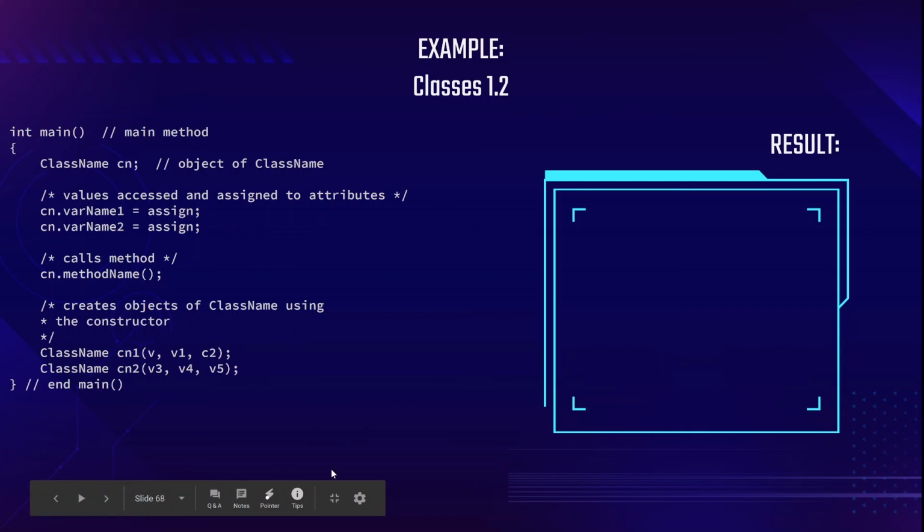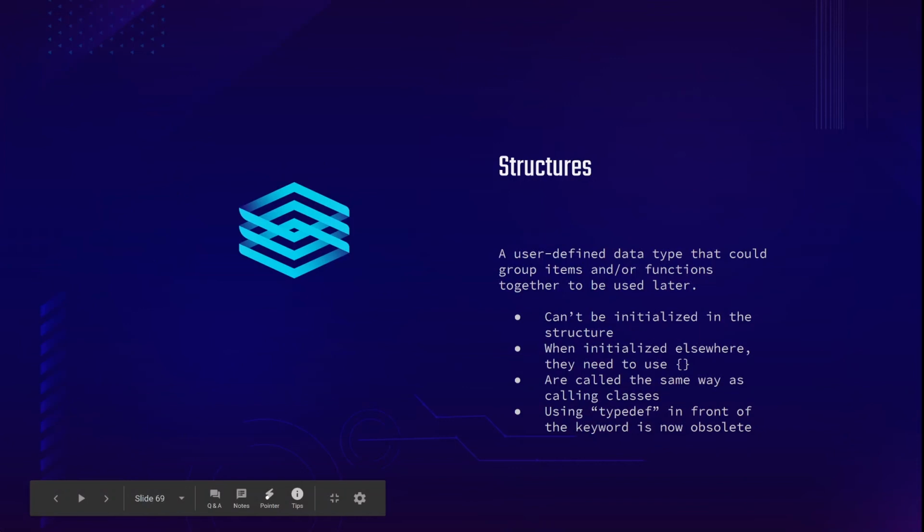Now, let's make objects, or instances rather, of the class name using the constructor. So we have our class name, write out the full thing. Let's make a new cn1, and this is what we're passing through. For cn2, we're going to be passing through these values. So, I'm getting close to the end here, don't worry. I know it's long.